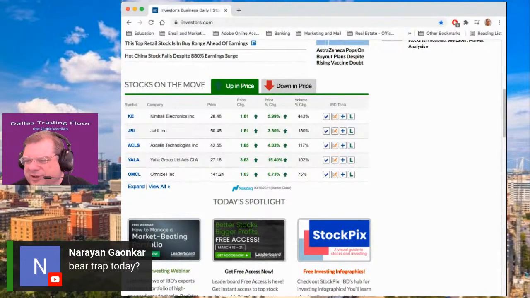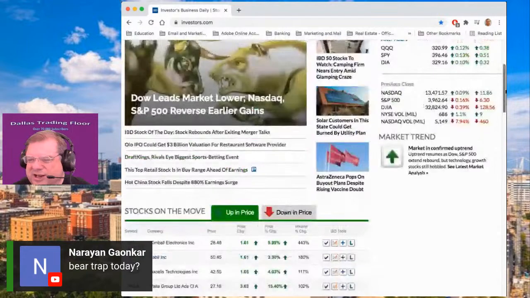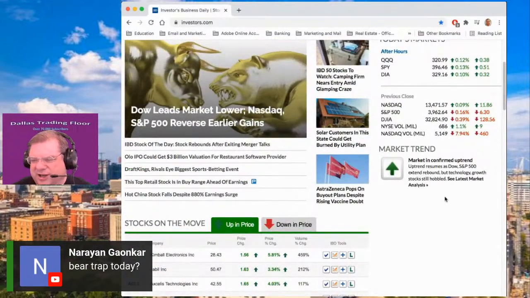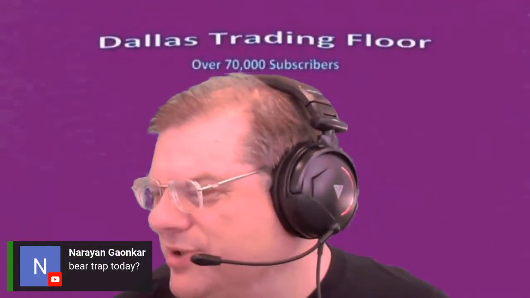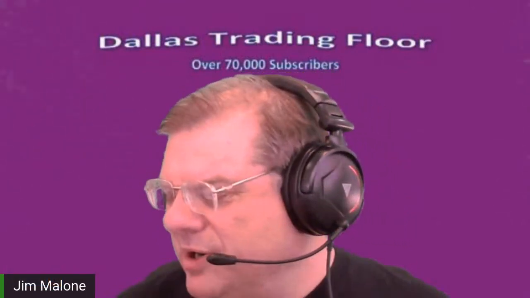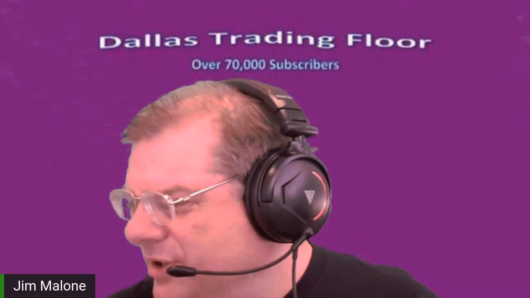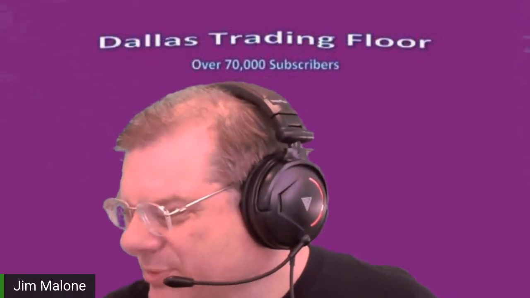Basically, for the direction, I never short when this is red or yellow, but we're in a confirmed uptrend. So you're right, we may be in a bear trap where the Dow is leading us lower. The Nasdaq and S&P are pulling back on the gains, but we're still in a confirmed uptrend. So we want to be careful about shorting anything right now. So it is sort of a bear trap. I think you're absolutely right on that.